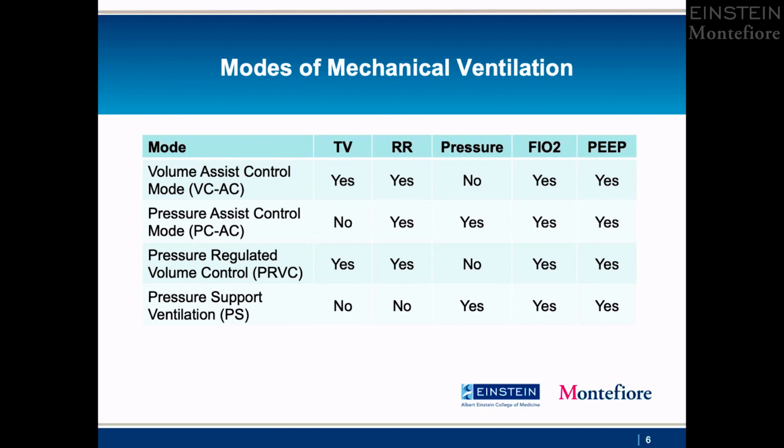PRVC is a dual ventilation mode. It's considered to be more physiologic, more comfortable. What happens here is that the ventilator triggers a pressure breath to give a set or target tidal volume. So although we set a tidal volume, it's a pressure mode. This mode is very helpful in situations where the lung compliance changes over time.